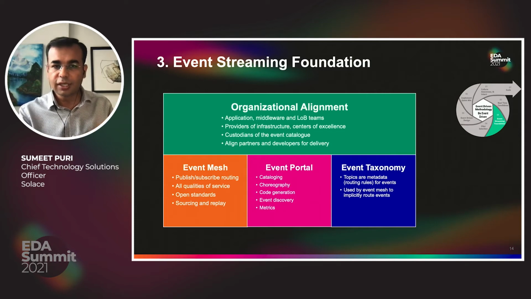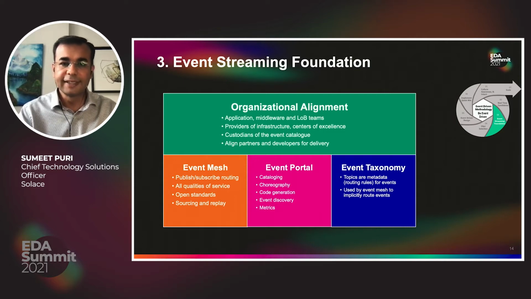We talk about organizational alignment. We've talked about that, culture and all. A catalog of events would be needed as we go. But then the tooling is the event mesh, which is a network of event brokers, and an event portal, a way to catalog, choreograph and design these events, something similar to an API portal. And then very importantly, event taxonomy. How is the address space? How are the metadata of your events going to look? So let's dive a little deeper into this.